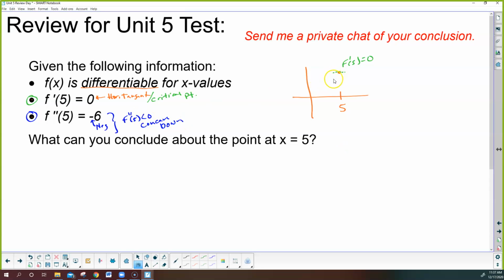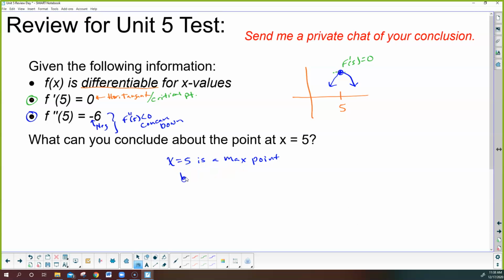All right, well, wait a minute. If my function is continuous because it's differentiable and it has to have a slope of 0 right here and it has to open downward, what's the only point that could exist right here at 5? X equals 5 is a maximum. Right? That's the highest possible point of the points near it because there's a critical point.